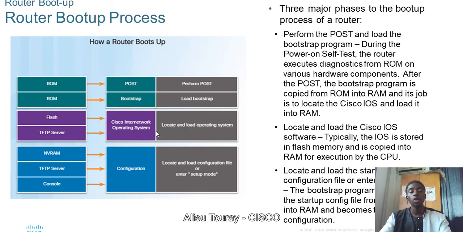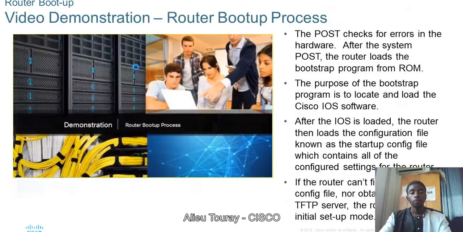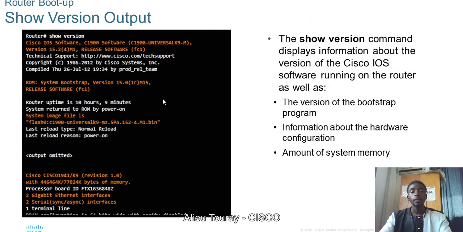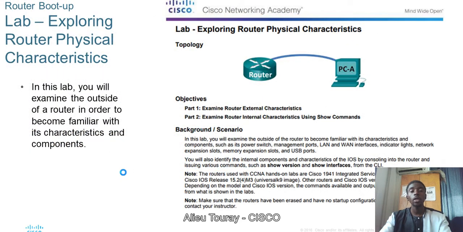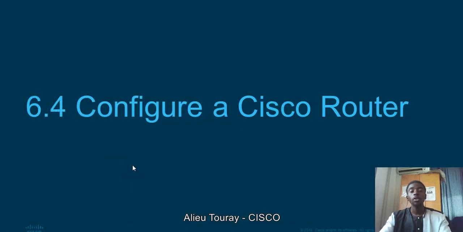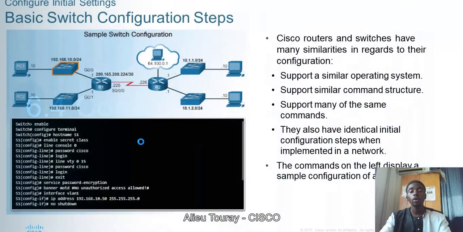The power on self test happens at the ROM, and from there the ROM will check and load the bootstrap. Then the flash or the TFTP server will locate the operating system and have it loaded. Then the NVRAM, the TFTP server, or the console. For instance, if there are configurations that were already saved on this device, the NVRAM will show the content. If there are none, then the TFTP server. If there is no TFTP server, the device will prompt you on the console, asking you to do your basic configurations. Okay, that is very good.